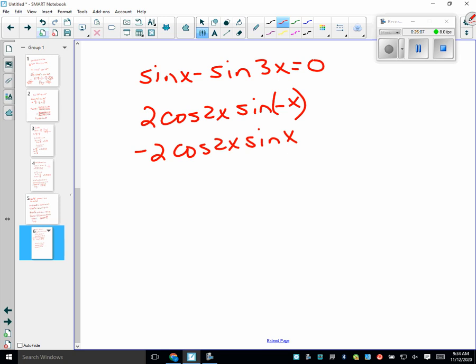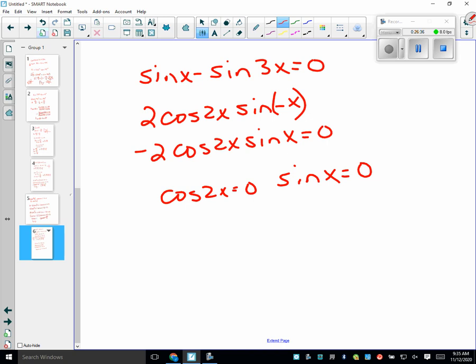Oh, we can pull out the 2 cosine. Could I just set cosine 2x equal to 0 and sine of x equal to 0? Well, what happens if I divide both sides by negative 2? They all get equal to 0. Okay, so I don't have to worry about the negative 2.